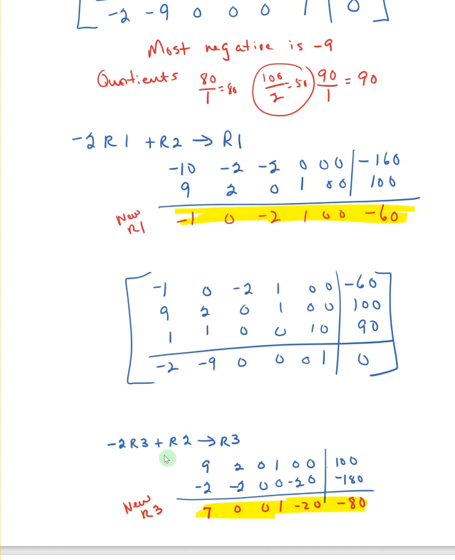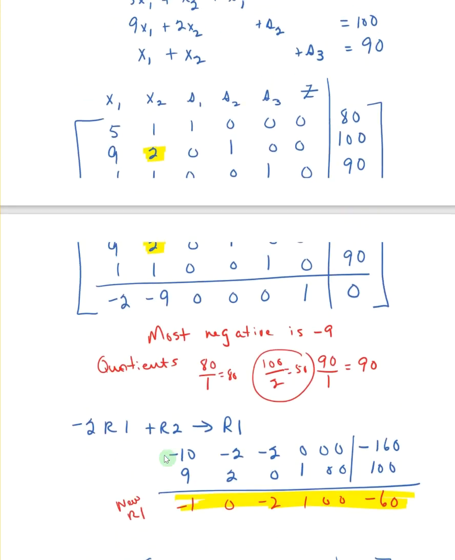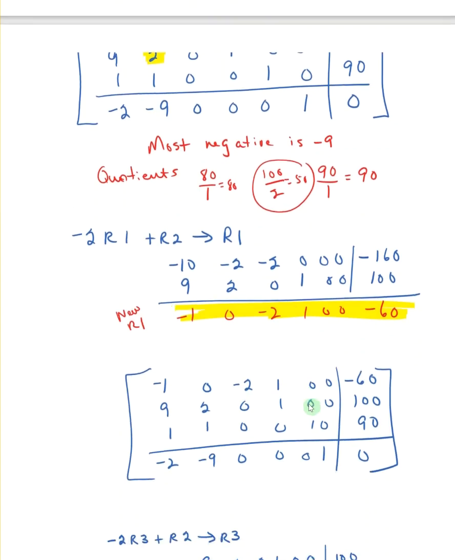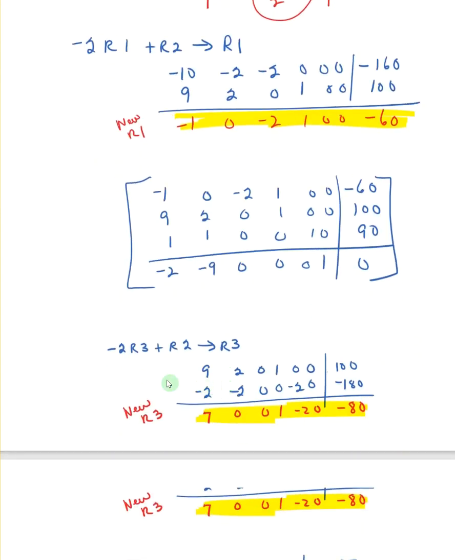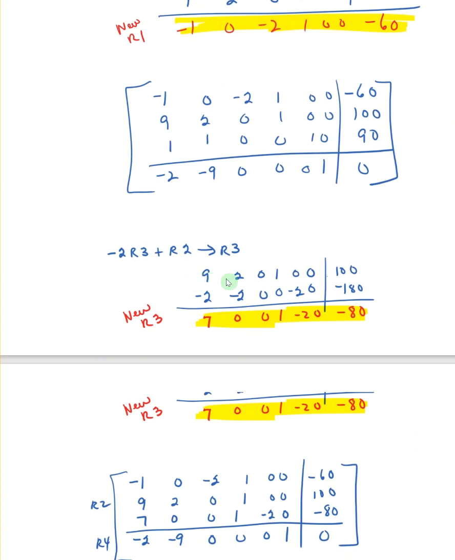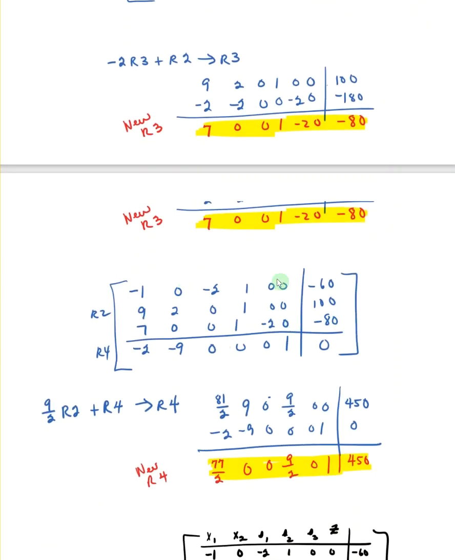Do the same thing to fix row 3. If we go back here, row 3 had a 1. So if I multiply -2 times row 3 and add row 2, I get a new row 3. So I did the -2 times row 3, and then I added row 2, and I get a new row 3. Now, we'll rewrite the whole tableau. And we have row 1, row 2, row 3.